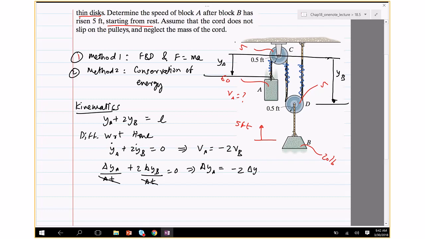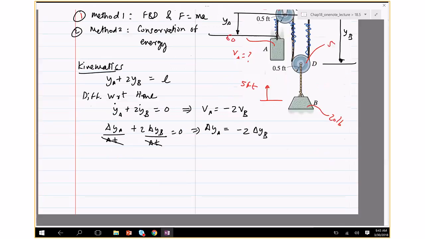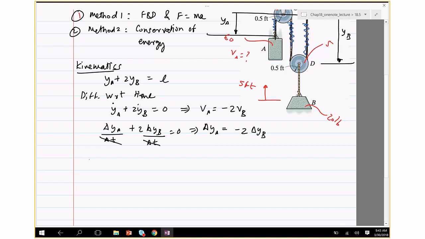In other words, if yA moves a distance of 5 feet, then yB would move 2.5 feet downwards, right? The negative sign implies it's going to move in a direction opposite to that of A. So those are two expressions. Now let's use conservation of energy.